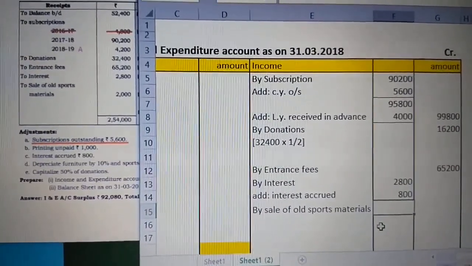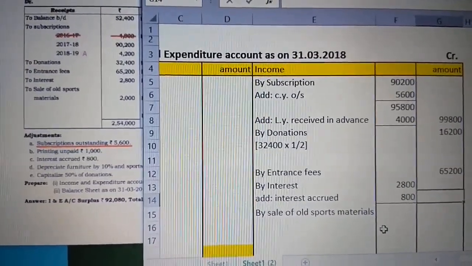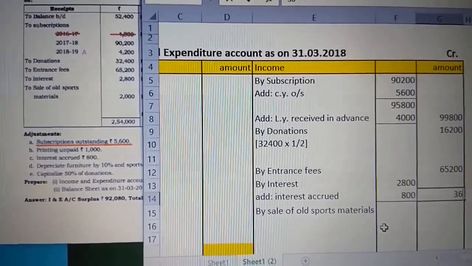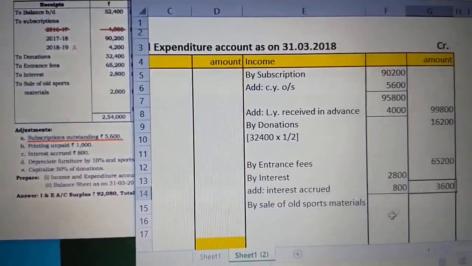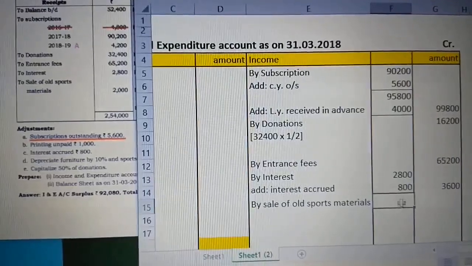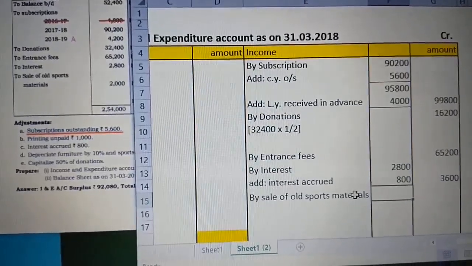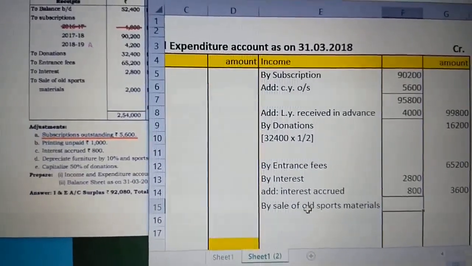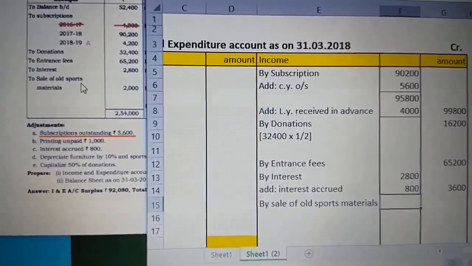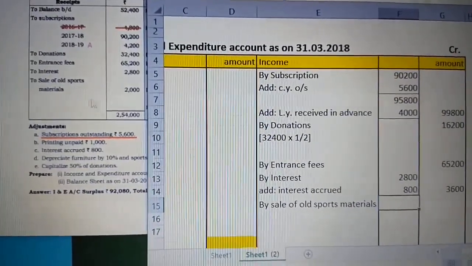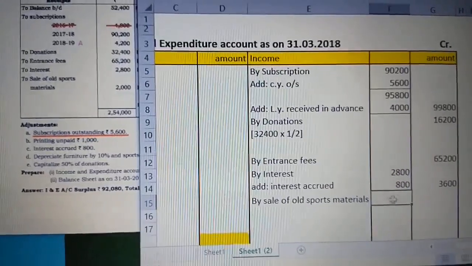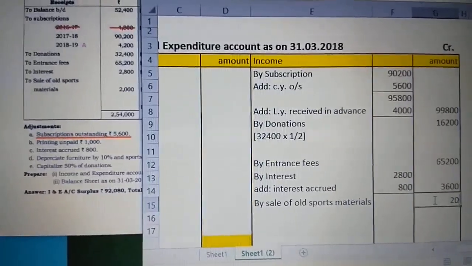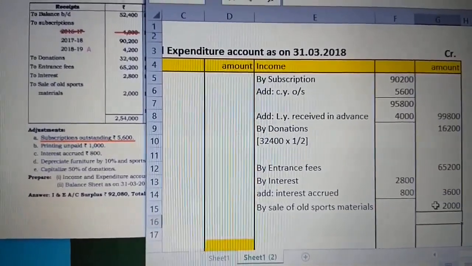So the amount which I get is 3,600. So I get 3,600 as the total. Then the last item under receipts is sale of old sports material, 2,000. So I'm going to take it directly. There is no adjustment, so 2,000 is taken up.